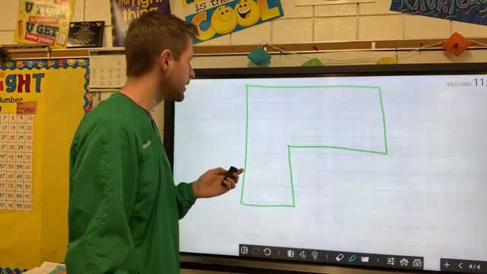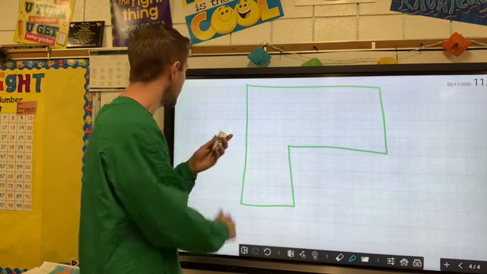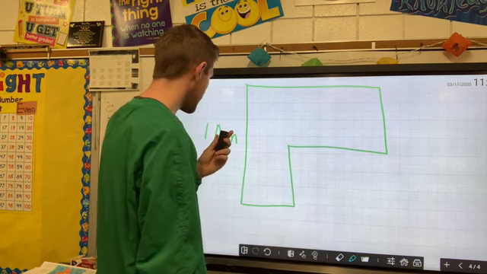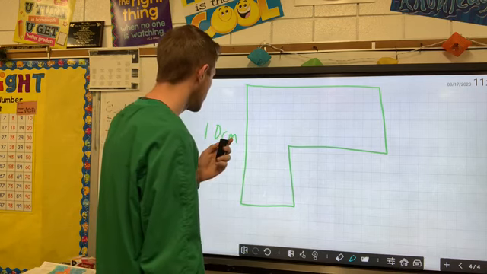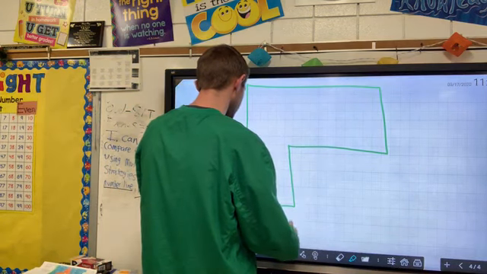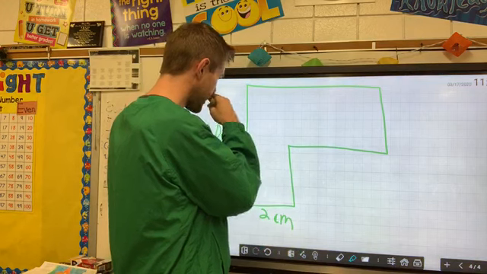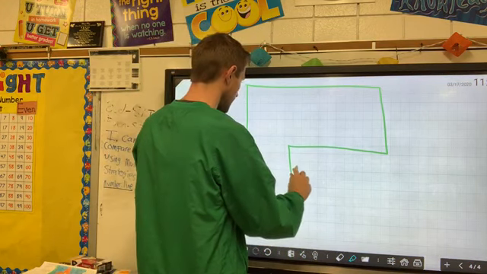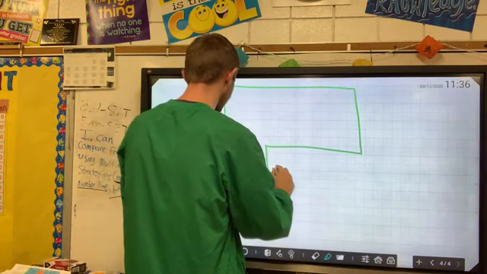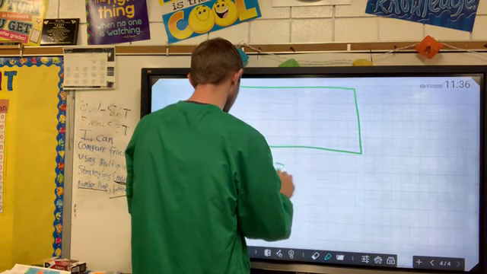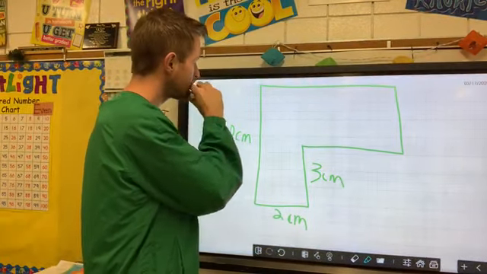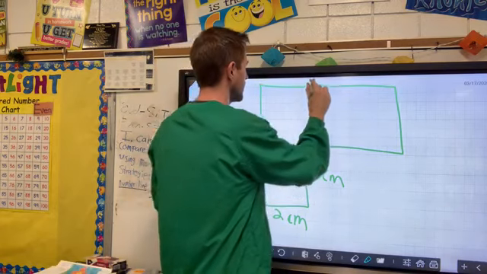And let's go ahead and give some dimensions. Let's say we got 10 centimeters over here. Let's say we have 2 centimeters over here. And again, you can write this down. Let's say we have 3 centimeters over here.